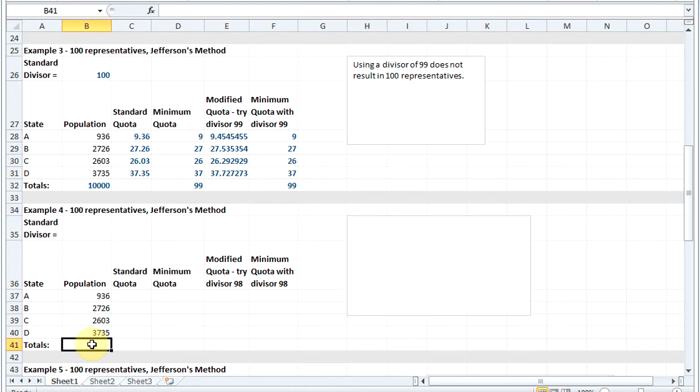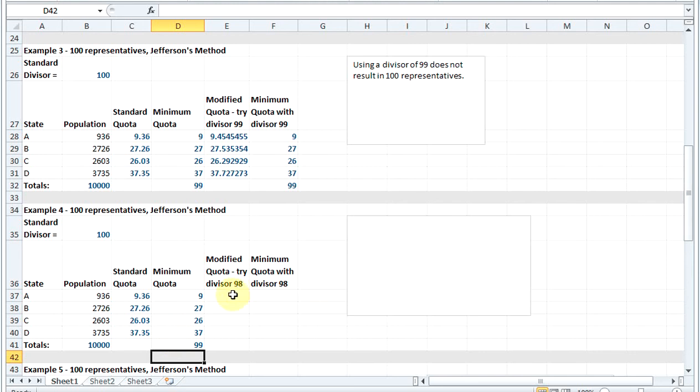So same thing, but now we're going to try the modified divisor of 98. Just for practice, I'm going to fill in the first part of the chart by finding my total population, and then my standard divisor is my population divided by the 100 representatives. Standard quotas, population divided by my standard divisor. This is exactly the same as we did before. Minimum quotas, round them down. And the reason we have a problem is because when I sum my minimum quotas, they don't sum to 100.